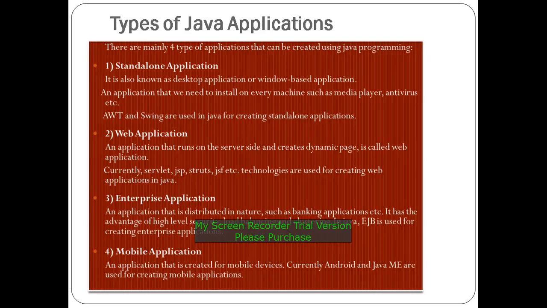So the thing is, the standalone application is used at desktop level and for Windows-based applications, and it has features of the Abstract Window Toolkit like AWT and Swing. If you go with the web application, which is used for client-server architecture, in this web application we are developing for three kinds. One is the static web application, and another one is the dynamic web application.